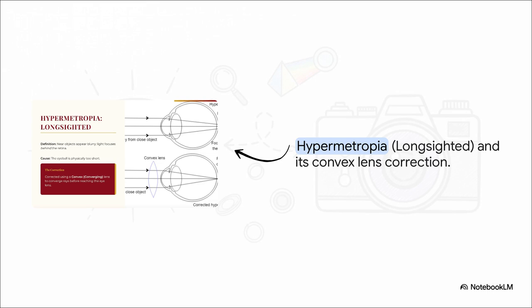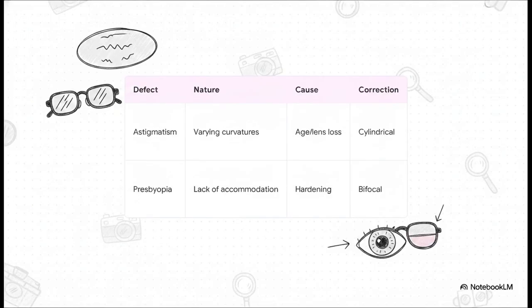To correct this one, we use a converging convex lens. This starts bending the light rays inward before they even reach the eye's natural lens, pulling that focal point forward onto the retina. There are a couple of other really common structural hiccups too. Astigmatism happens when the surface of the eye has these varying, uneven curves, usually just due to age or a loss of lens power. Because the defect is on different planes, it requires highly specific cylindrical lenses to correct.